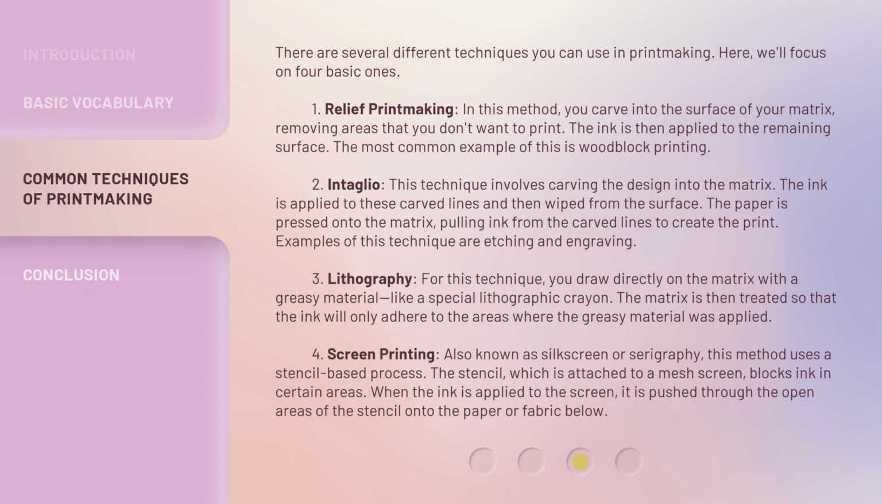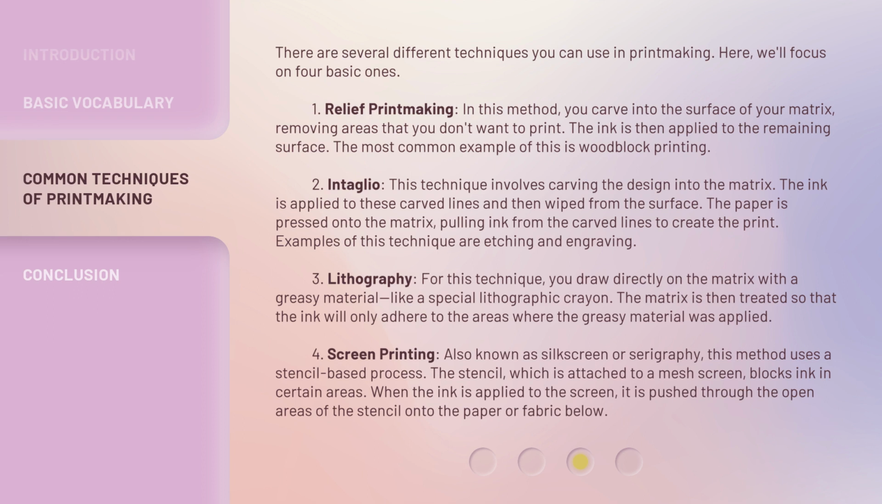3. Lithography. For this technique, you draw directly on the matrix with a greasy material, like a special lithographic crayon. The matrix is then treated so that the ink will only adhere to the areas where the greasy material was applied. 4. Screen printing, also known as silkscreen or serigraphy.